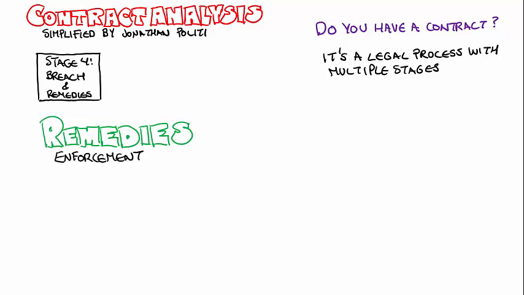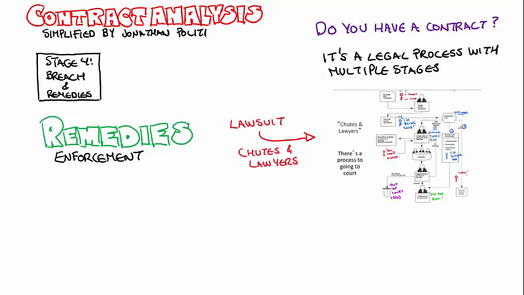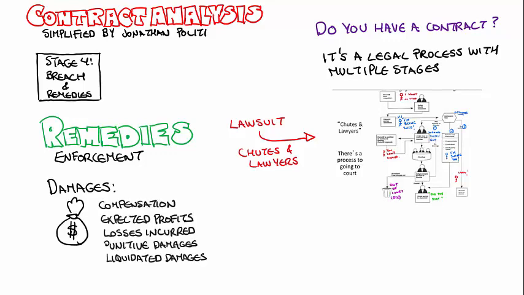Enforcement can mean a lawsuit. Remember what we did in class with shoots and lawyers. That's a process that can be used to resolve a dispute. What outcomes can be enforced to remedy the situation? What options? One option is damages. You've got compensation, expected profits, losses, punitive damages, and liquidated damages.